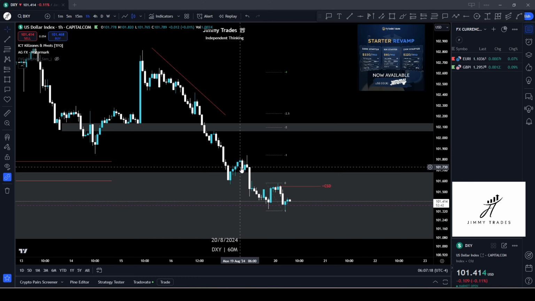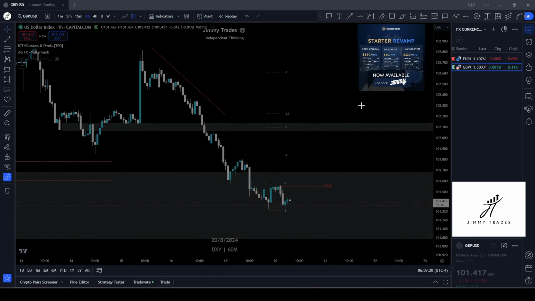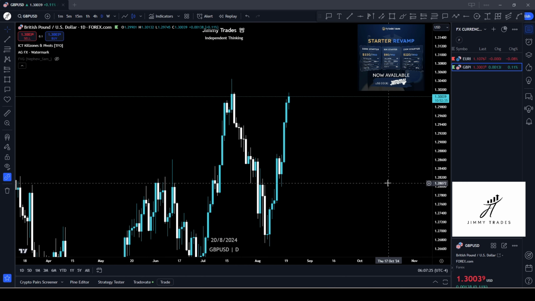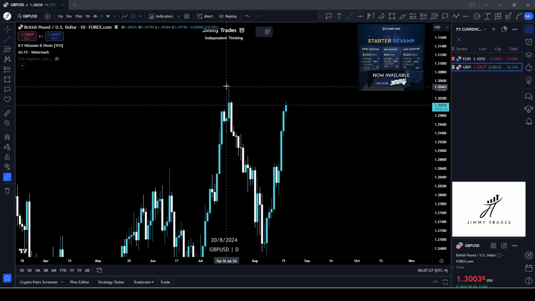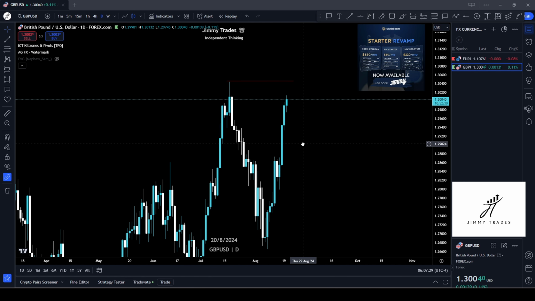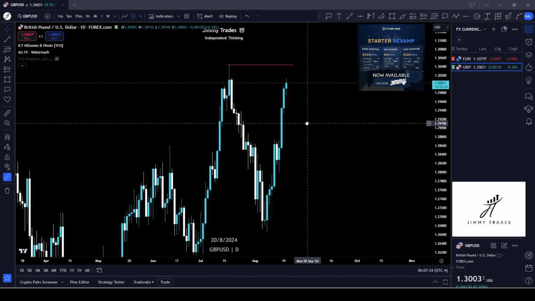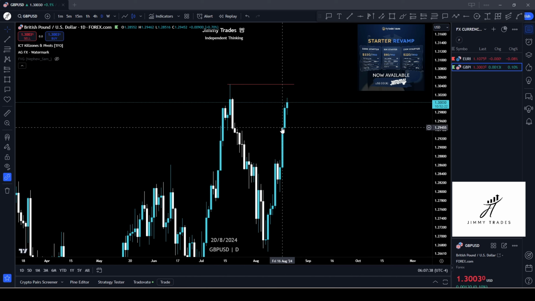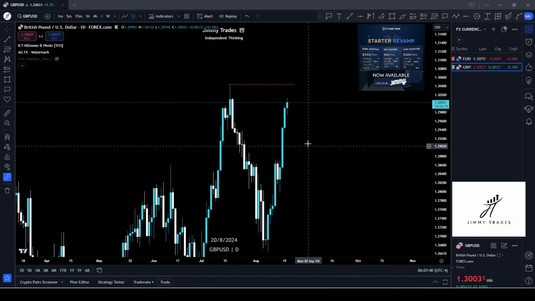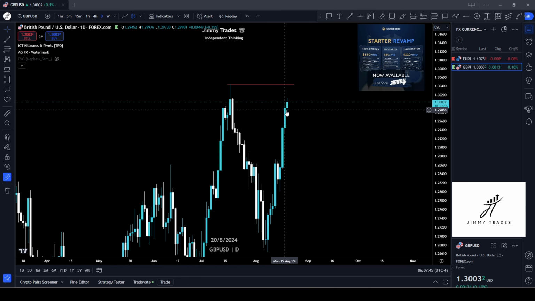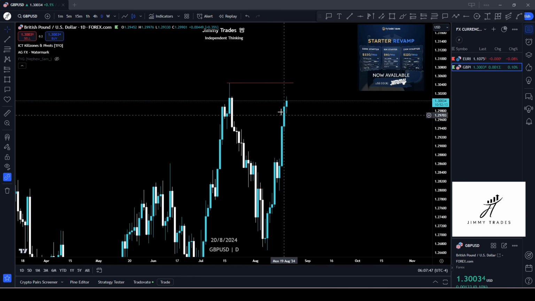Let's jump to GBP for those that like GBP. And we're just remaining bullish here, looking for price to reach this external level. Just beautiful price action moving higher here. Strong close, strong close. Well, let's anticipate price taking this high.